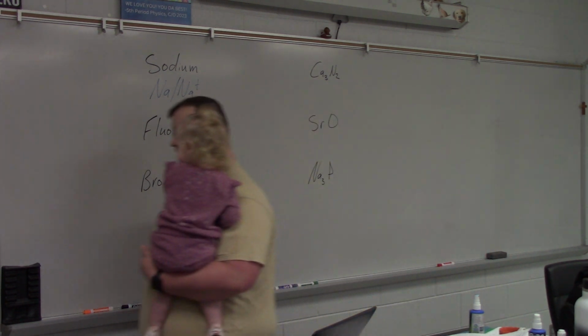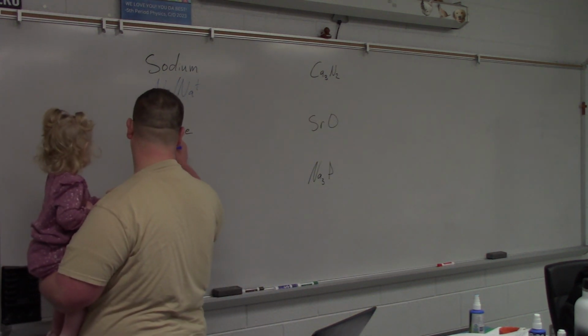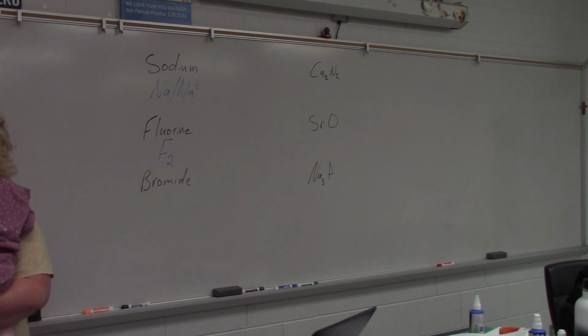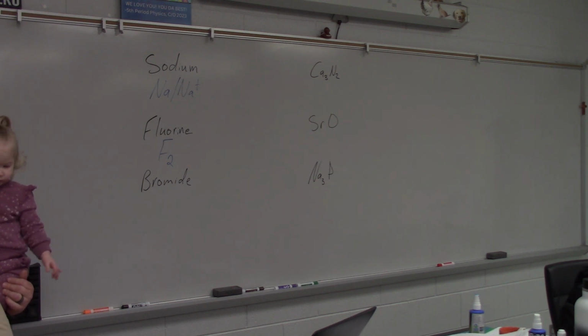Fluorine. F2. What is it? Two on the bottom. Look at that. F2. Why is it F2? Diatomic. Because it's one of the 7 diatomics. There should be more. You should invent more, 10 or 4.